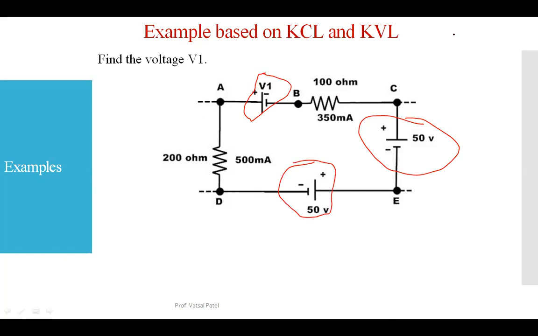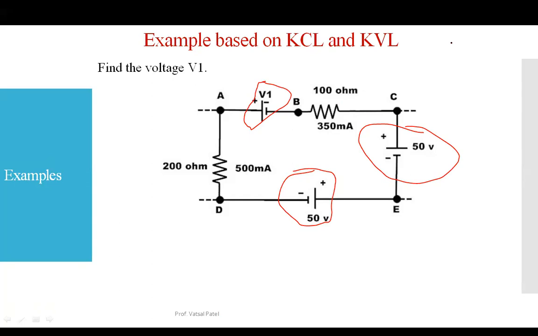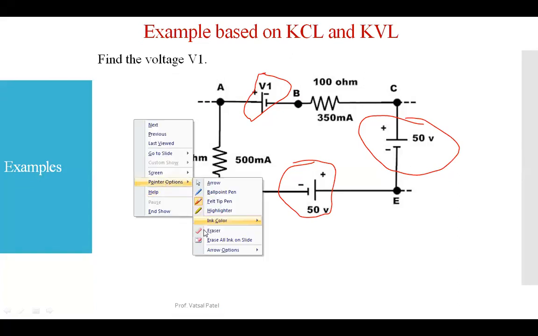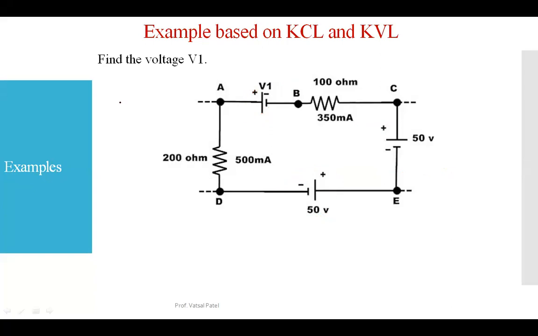How many resistors are there in this circuit? Yes, it is two. Exactly. There are two resistors. Now, can we say that it is a closed loop circuit? Yes or no? Can we say that it is a closed loop circuit? Yes or no?